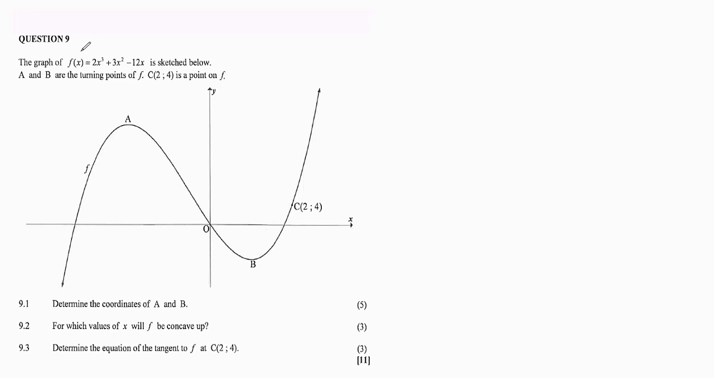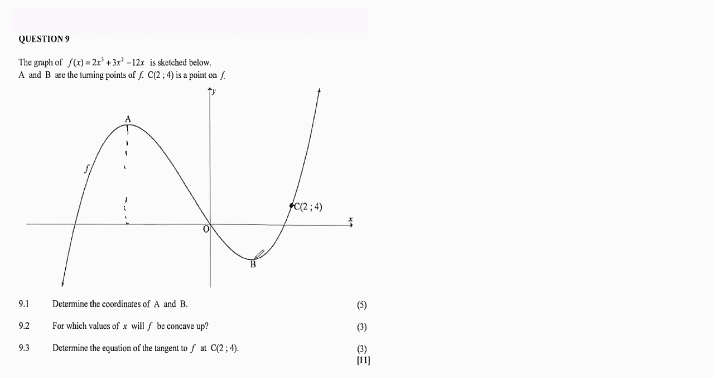Okay, so we have question 9. It says the graph of f(x) = 2x³ + 3x² − 12x is sketched below. A and B are the turning points of f, so the local maximum and the local minimum point. And then C(2; 4) is a point on f. As we can see here, that's a point on f. Then 9.1 says determine the coordinates of A and B. But as we said, these are stationary points.